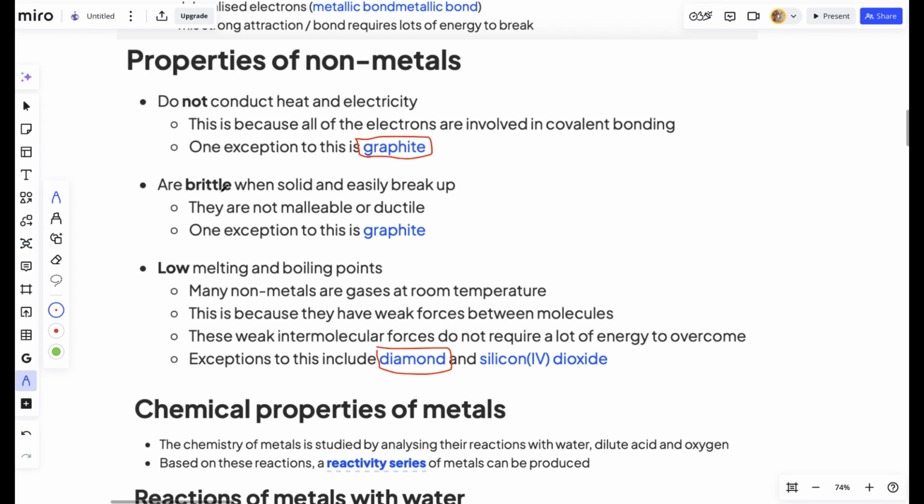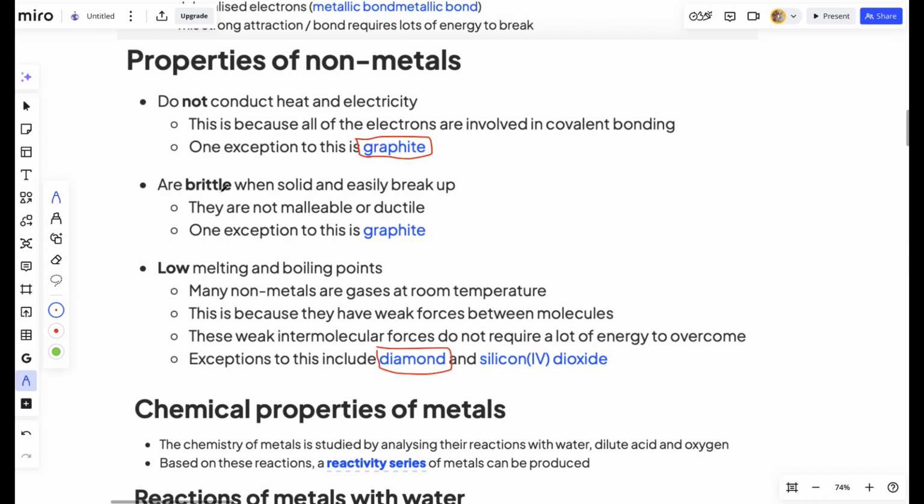They have low melting and low boiling points. Because they are not metals, the particles are not super closely packed together, and most of the time the particles are a little bit far apart. So they have a low melting point and a low boiling point. Is that okay?